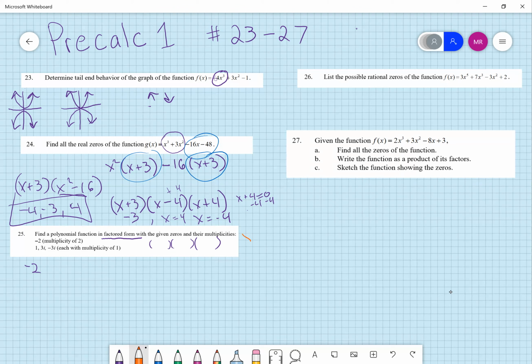Remember, the form for this follows x minus a. So if we have x minus negative 2, that's the same as x plus 2. And with a multiplicity of 2, meaning that that term is squared. Now let's look at our next terms. We've got 1, and we put it into this format, x minus a. So that gives us x minus 1.